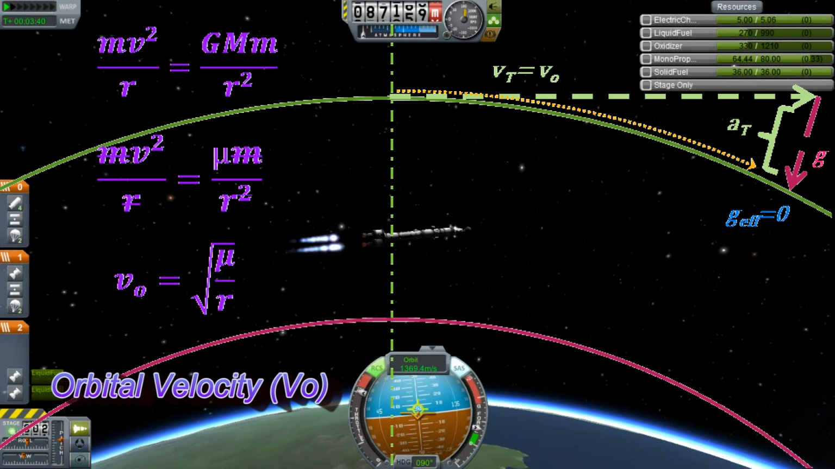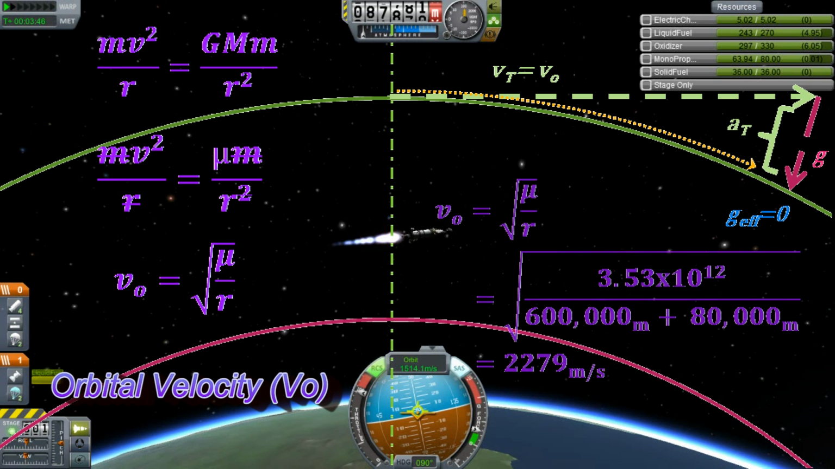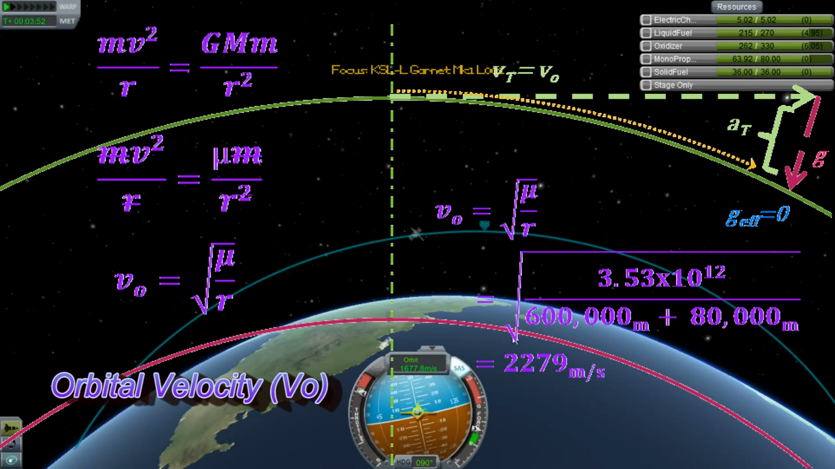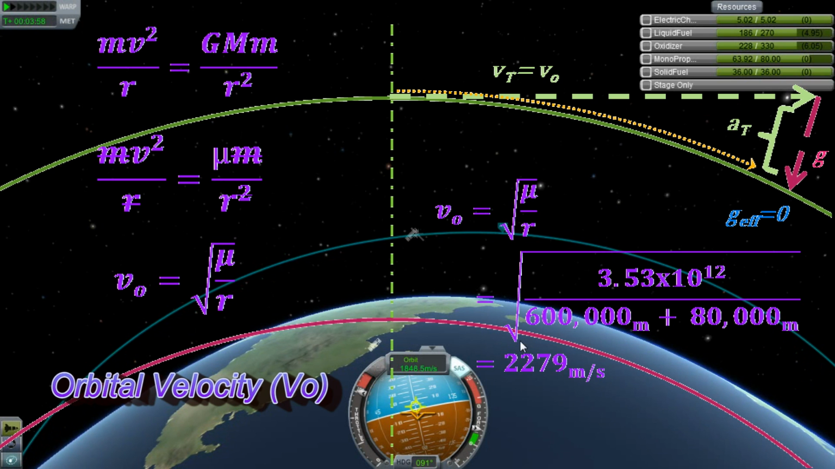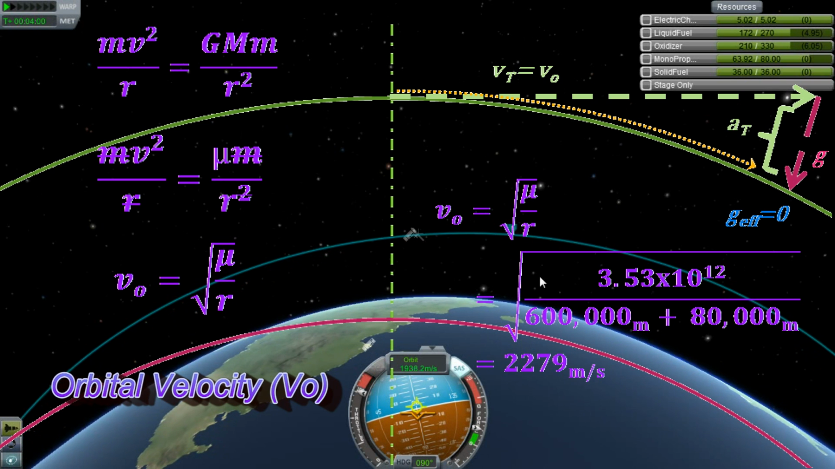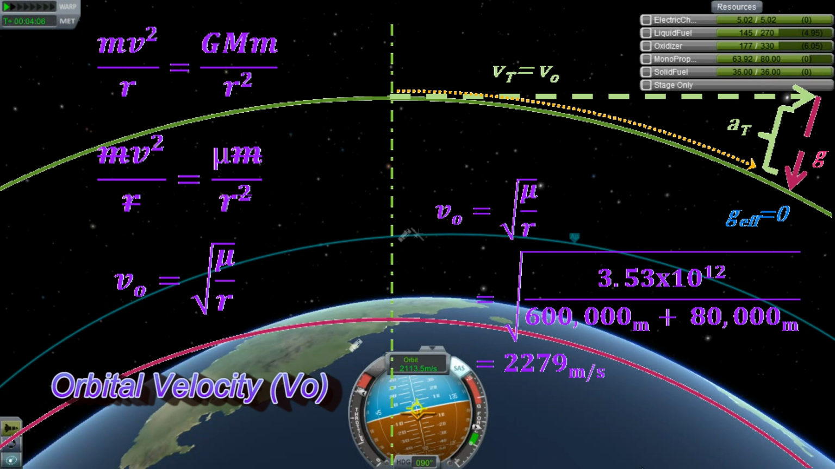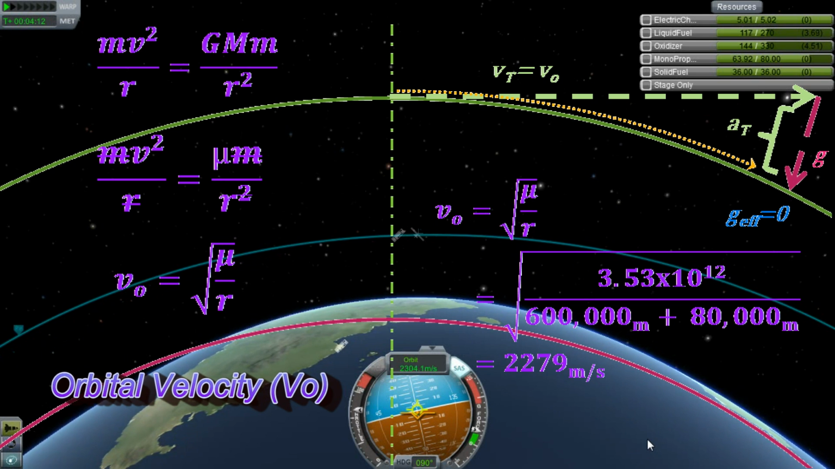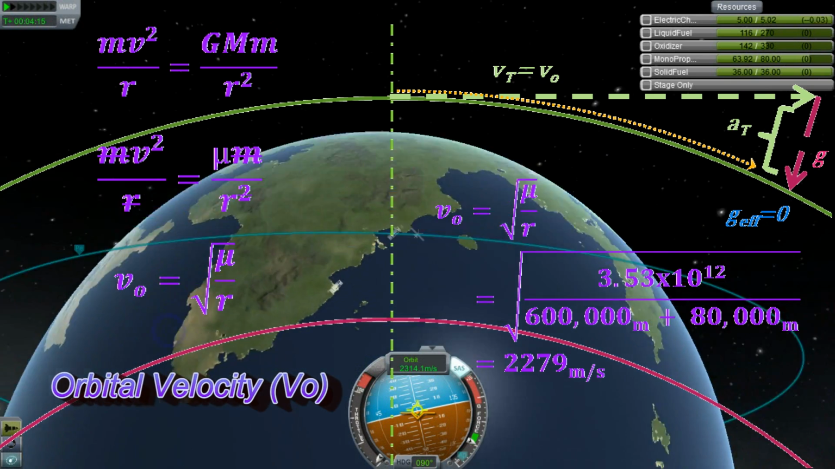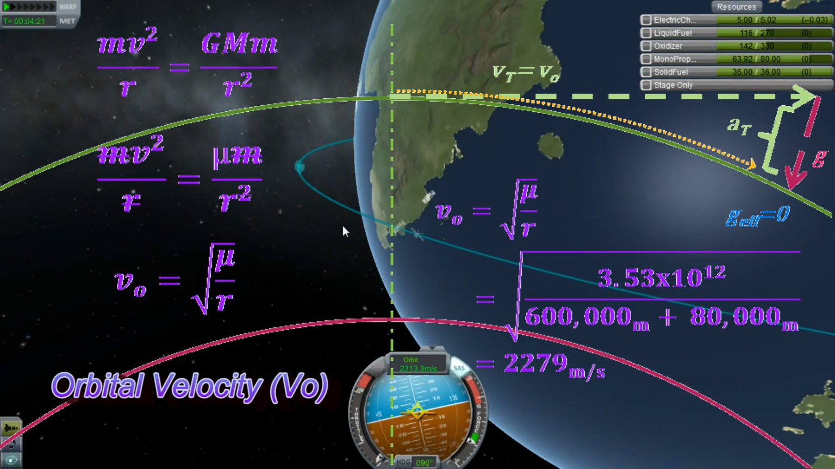So for our parking orbit, we can find the orbital velocity by taking the square root of our gravitational parameter for Kerbin divided by the radius, which is Kerbin's 600 kilometers plus 80 for the altitude, and we get 2,279 meters per second, which if we were at exactly that speed, exactly along the horizon, with no vertical velocity, at exactly 80,000 meters above sea level, we would be in pretty much a perfect circular orbit. Now it's not going to be exact, but it gives us a target. So long as we reach that lateral speed when we're at or above 80 kilometers, then we should end up with at least an elliptical orbit that keeps us at or above our parking orbit.